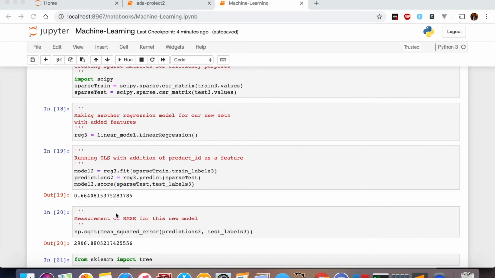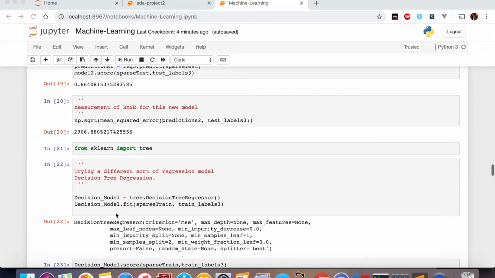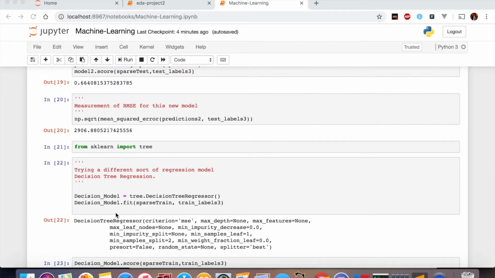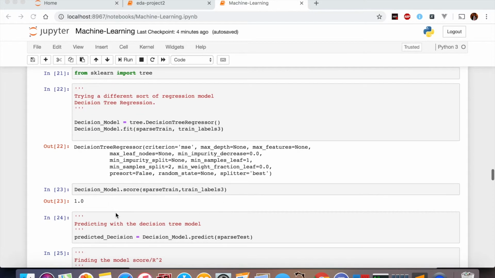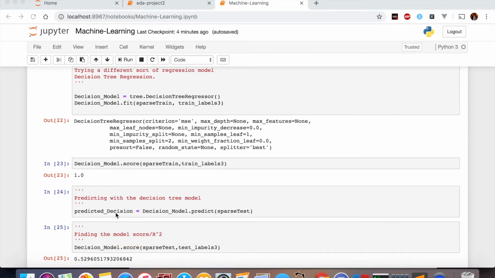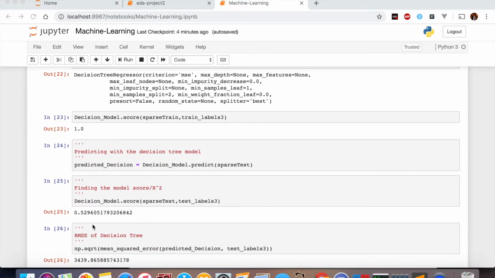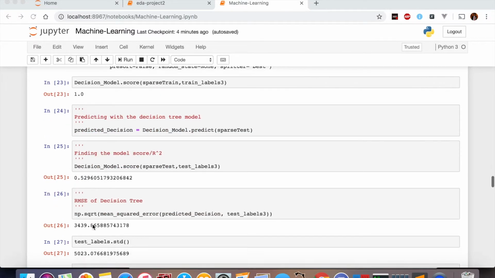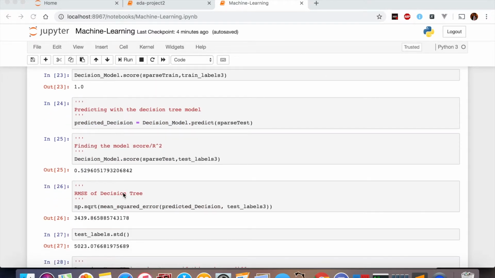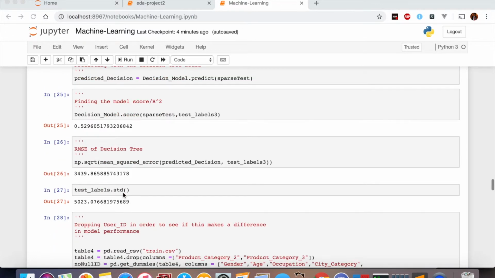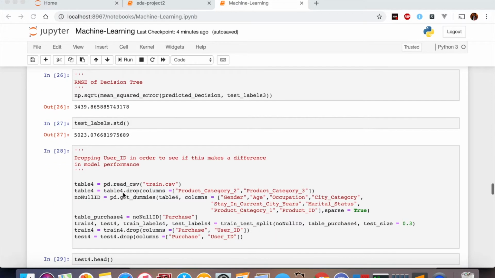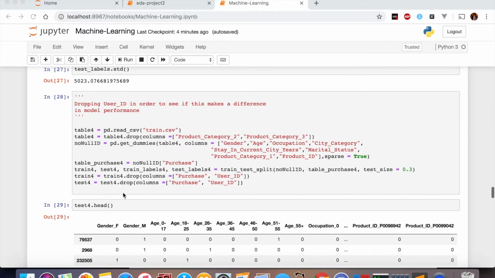And running OLS increased our r-squared value slightly to 66.4% and decreased our RMSE by about 100 points to 2,906. We then tried a different sort of regression model, and that was the decision tree model. And we found that this model wasn't really accurate for predicting what we wanted to do, as we just got an r-squared of 52.9%, and then our RMSE went up by nearly 500 points to 3,439. So just for the purpose of experimenting, we left it in there to see what models fit, what models didn't, but we decided for our final test to go back to OLS, and this time we also dropped user ID.